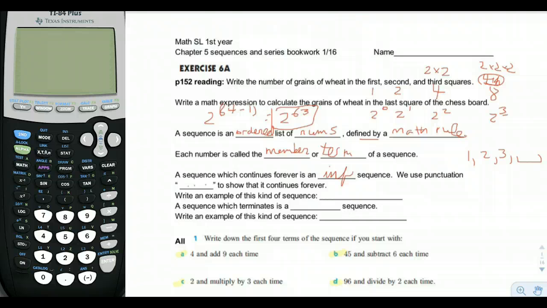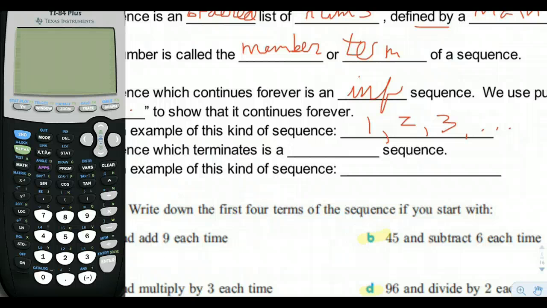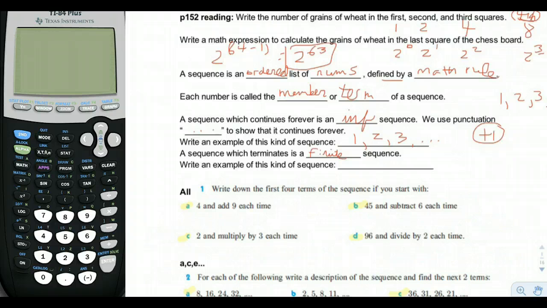Write an example of this kind of sequence. Well, we could put 1, comma 2, comma 3, comma, period, period, period. That's an infinite sequence. By the way, what's the math rule for this sequence? Well, it's just add 1 each time. A sequence which terminates is a finite sequence. It's just the opposite of an infinite sequence, so that makes sense, right? Write an example of this kind of sequence. Well, we could just write 1, 2, 3 and not put any punctuation after it. That indicates that the last number in the sequence is 3.